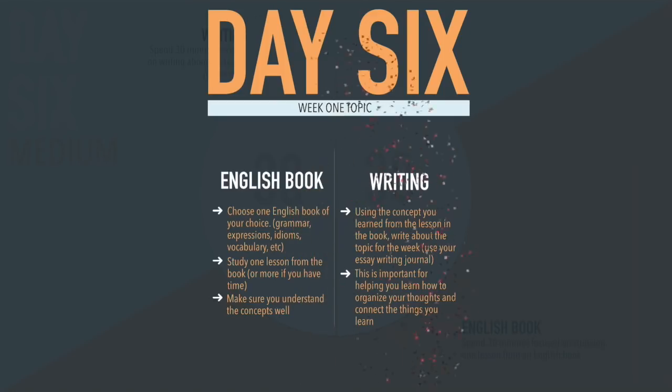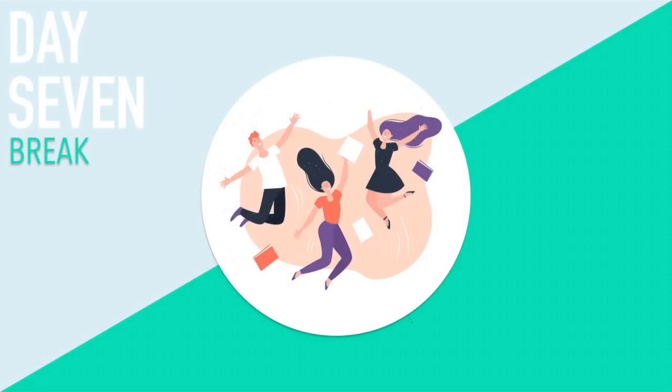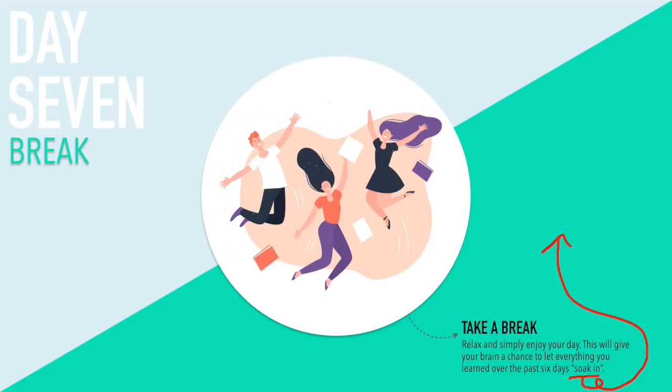Now, let's go to the final day, day 7, the final day for this week, the break. Now, this day is when you take a break. You don't have to do anything. Relax and simply enjoy your day. What happens, remember, the brain is like a muscle when you're exercising in the gym. This will give your brain a chance to let everything you learned over the past 6 days sink in or soak in, okay? Soak in means to go in completely, okay?